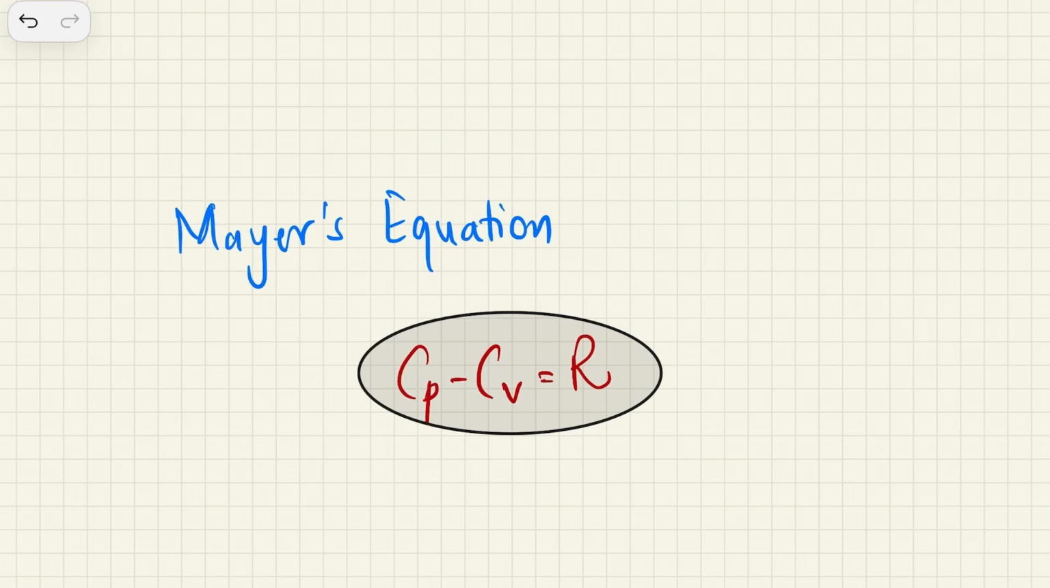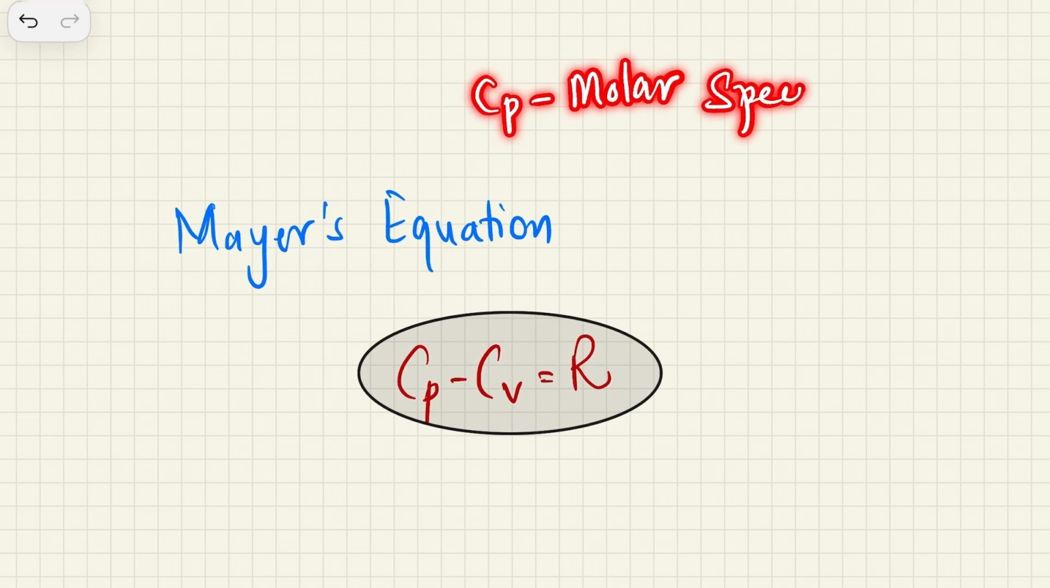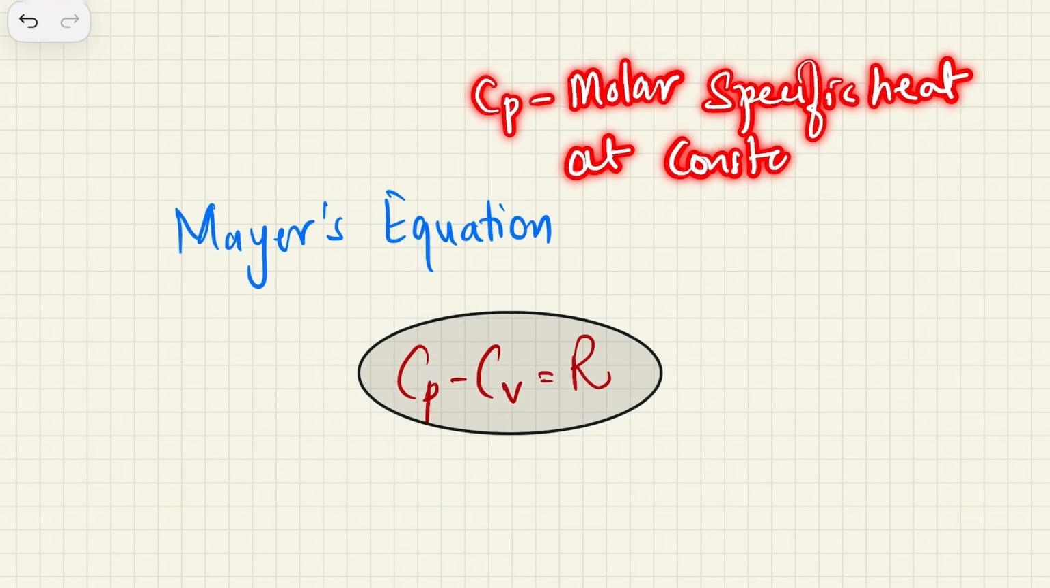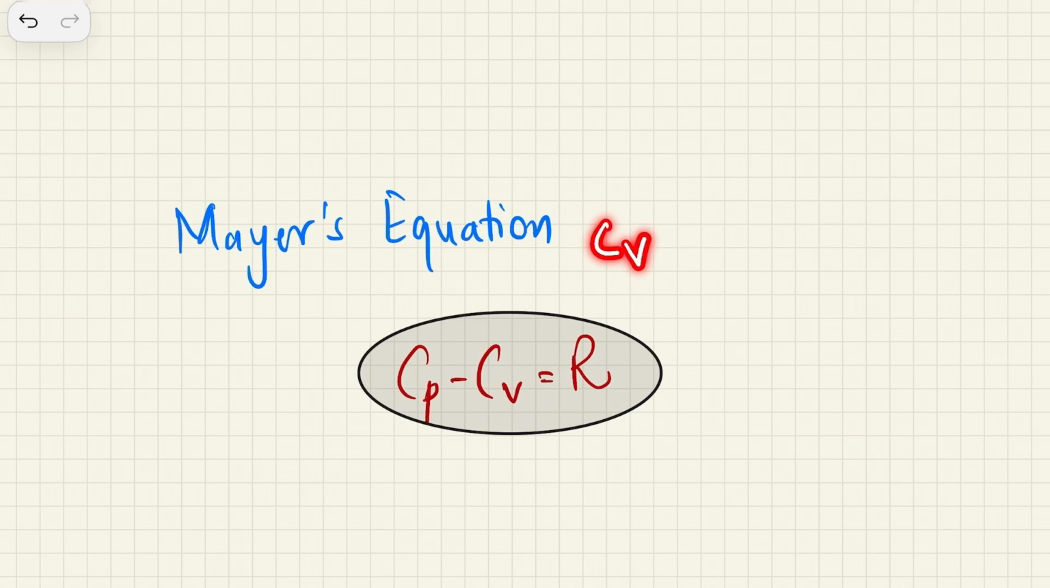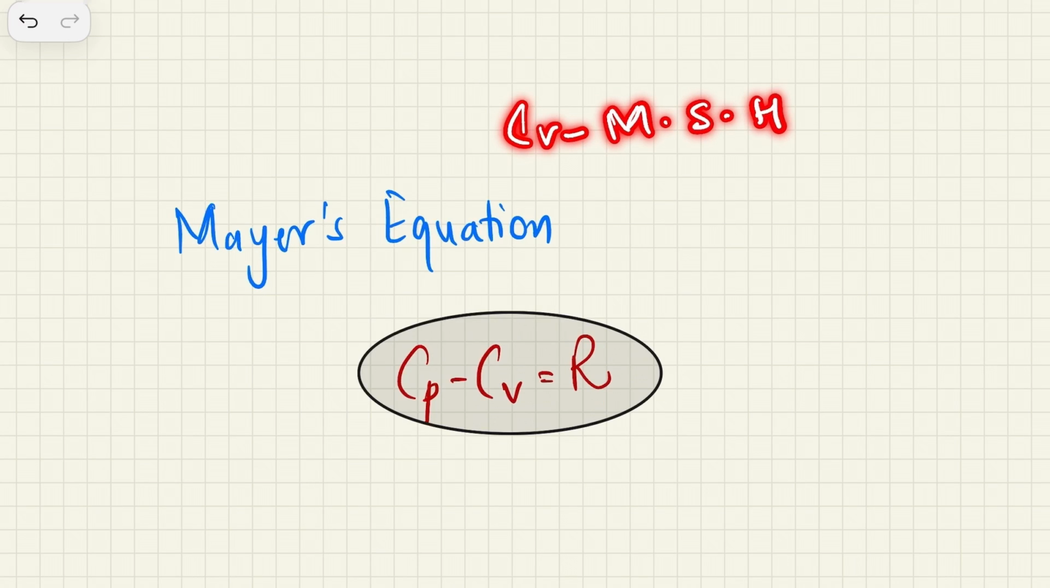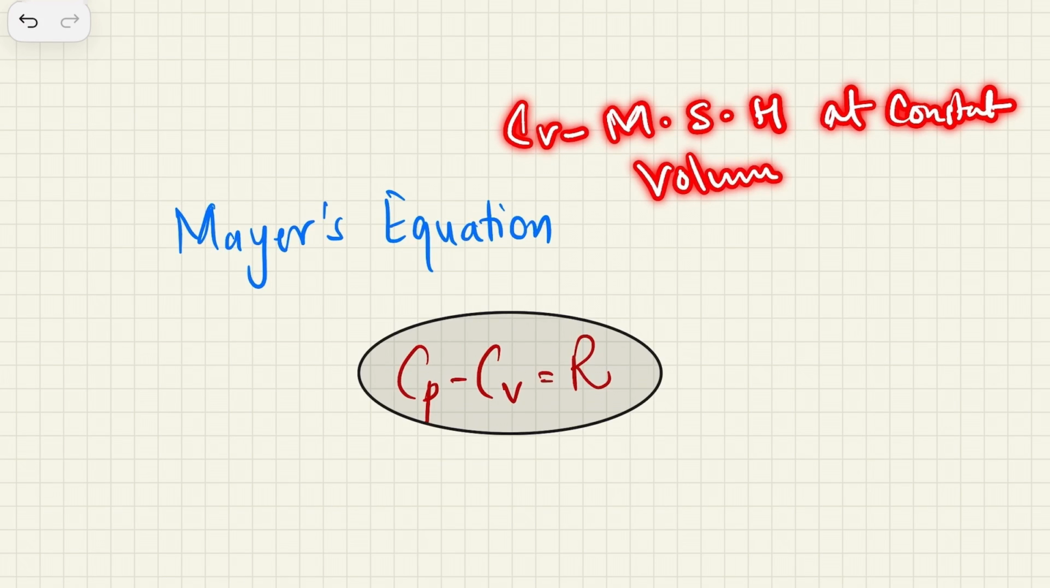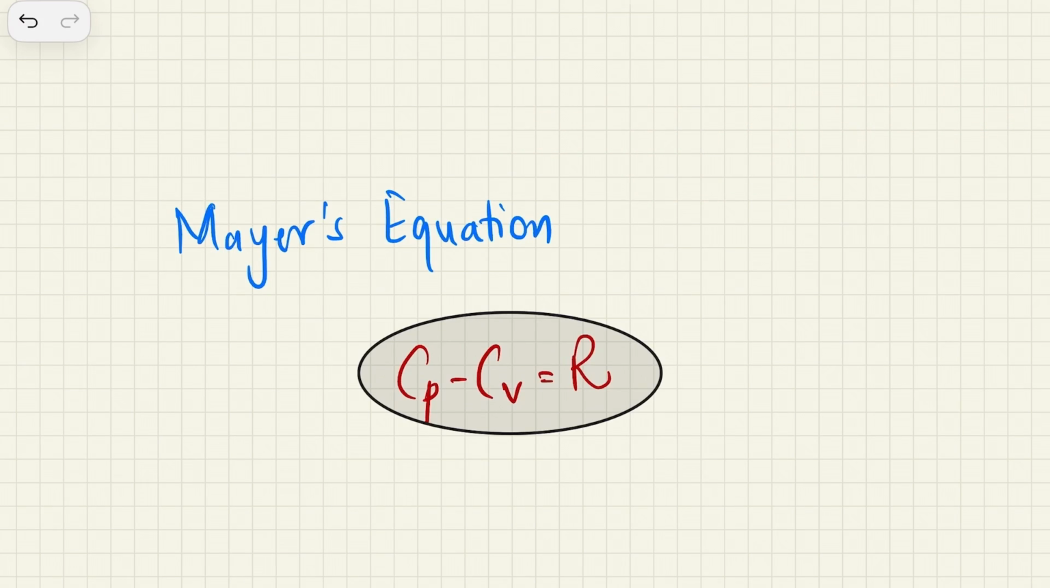Now this Cp is called the molar specific heat at constant pressure. Cv is molar specific heat at constant volume. And R we already know, it's the universal gas constant which has a fixed value.